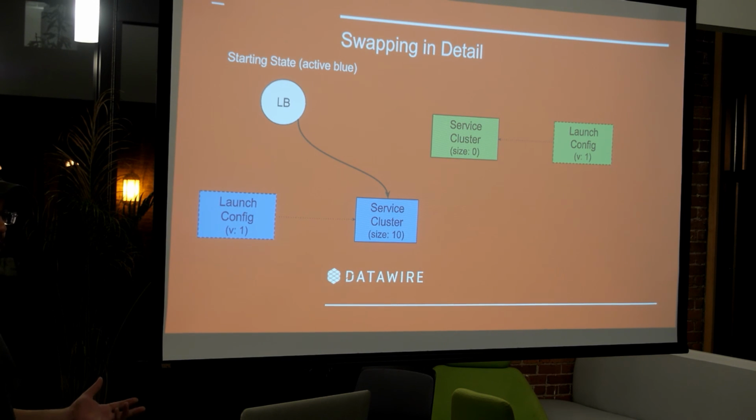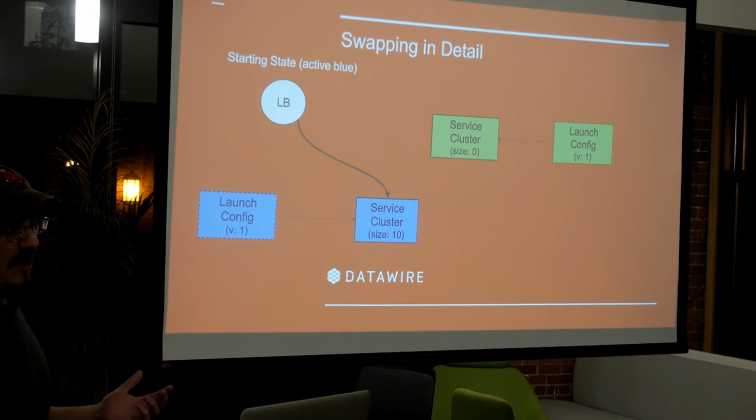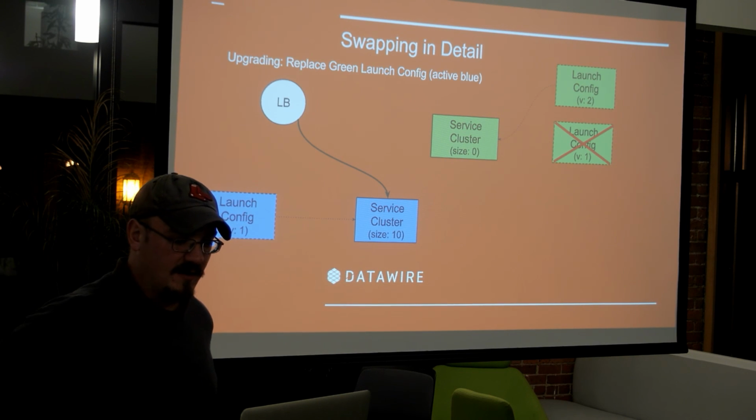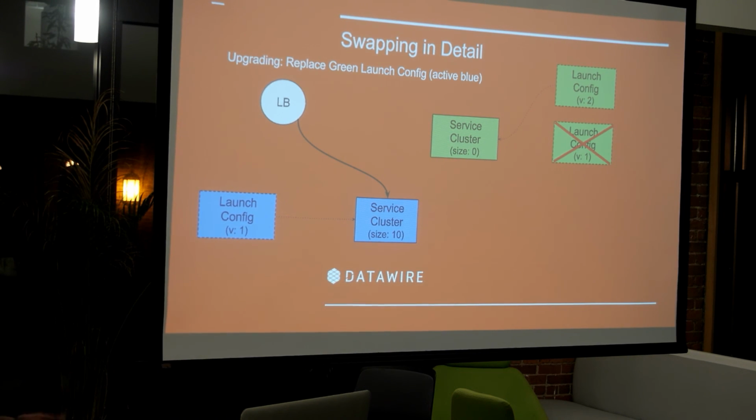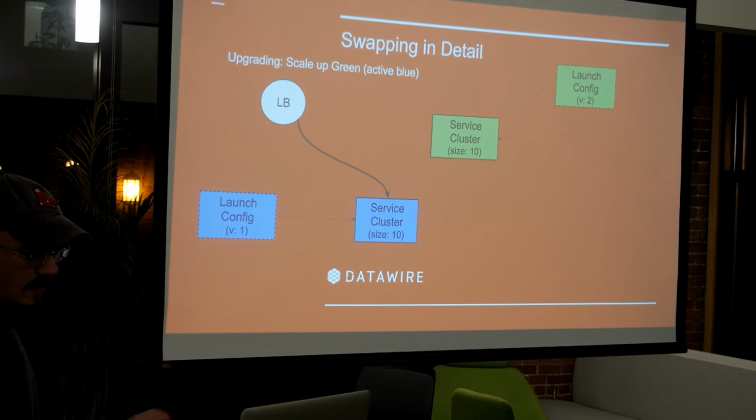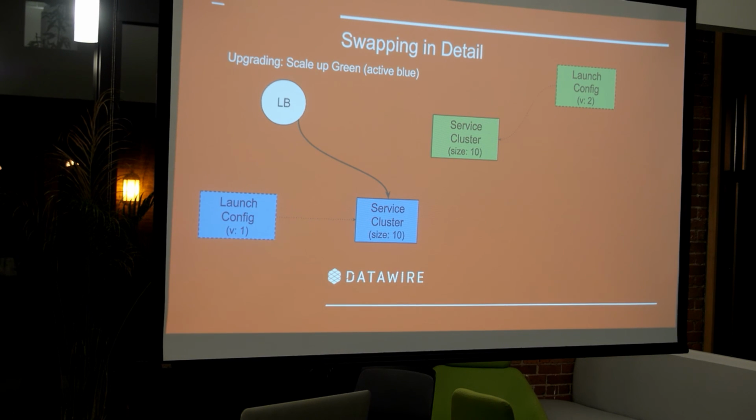In the first model, you have V1 on blue. All ELB traffic goes to blue. And then at some point, you decide, I want to upgrade, so I change the launch configuration that the green cluster is using. Still, all traffic is going to blue. We scale up the green cluster so it matches the same size as the blue cluster, so it can handle the traffic that's already going there. At that point, we connect the green cluster over to the ELB. So now traffic is actually flowing to both the blue and the green cluster in parallel.